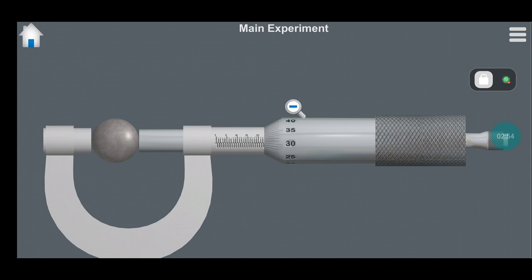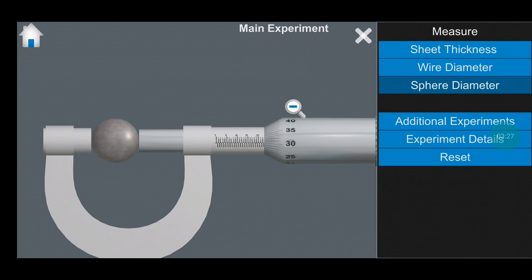Now you can see this line on the main scale. A straight line is going to the circular scale, from 1, 5, 10, 15. As you can see, the straight line is coinciding with the 30 division. So it means the circular scale reading is 30. The main scale reading is 25 and the circular scale reading is 30.